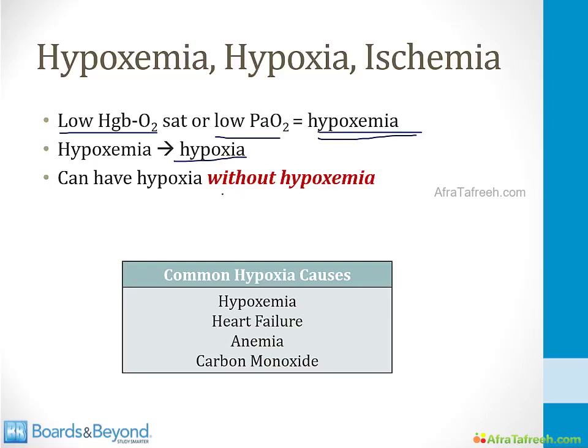However, you can have hypoxia without hypoxemia, as I said before. There are certain scenarios where the PaO2 can be normal or the hemoglobin saturation can be normal, but there is still hypoxia, and that's what we're going to talk about in the next few slides. So shown at the bottom of the screen are the four common hypoxia causes. The first one is hypoxemia, of course, but the next three cause hypoxia without causing hypoxemia. These are heart failure, anemia, and carbon monoxide poisoning.